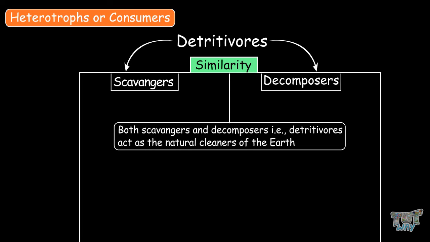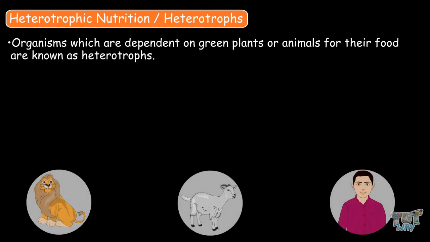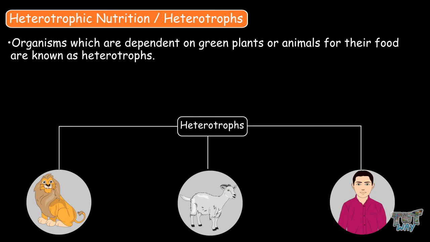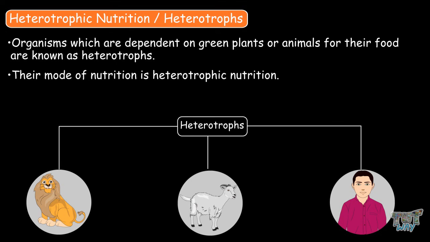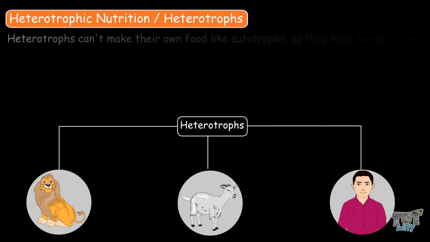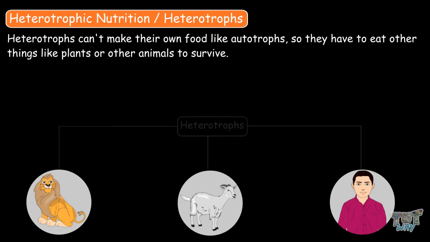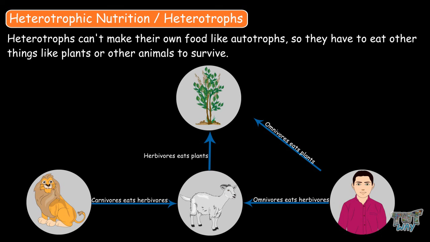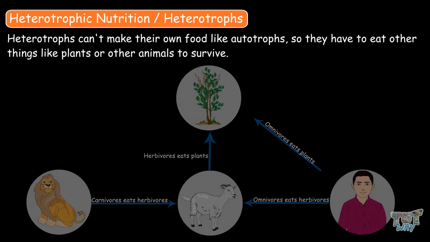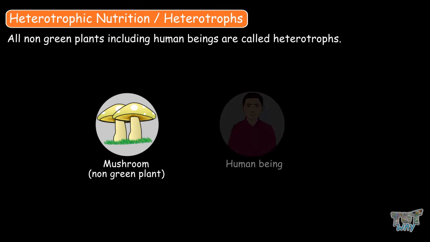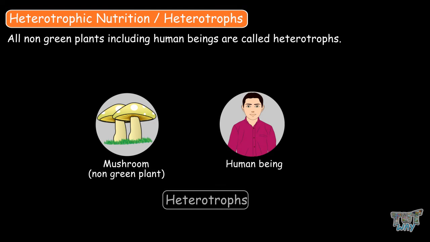Now let's learn about the mode of nutrition of heterotrophs, that is, heterotrophy or heterotrophic nutrition. Organisms which are dependent on green plants or animals for their food are known as heterotrophs. Their mode of nutrition is called heterotrophic nutrition. Heterotrophs can't make their own food like autotrophs, so they have to eat other things like plants or other animals to survive. All the non-green plants, including human beings, are called heterotrophs.